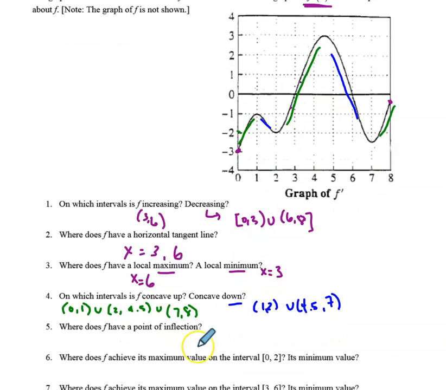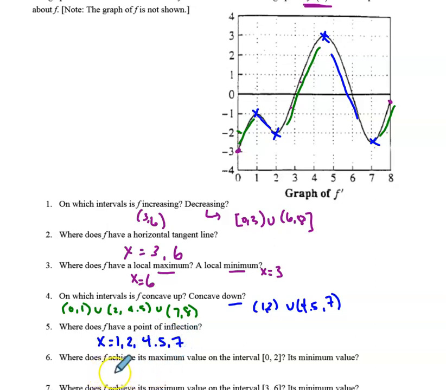So where are there points of inflection on f? That is going to be wherever the derivative has turning points. So I see 4 of those points, and that actually makes sense because it matches these intervals on which we switch from concave up to concave down or concave down to concave up. So that will be at x equals 1, x equals 2, x equals 4.5, and x equals 7.